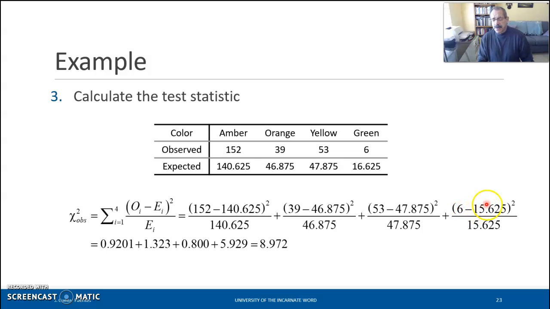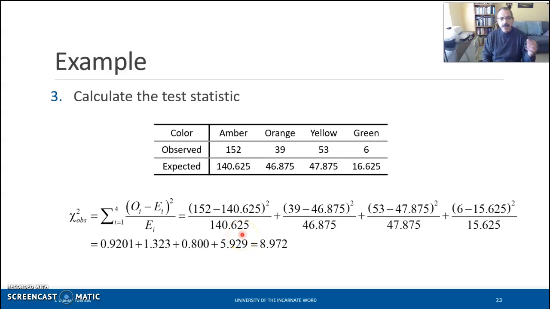Observed value minus expected value squared divided by the expected value. If you carry out each of these calculations, you find these values right here, and then you sum them, and then you end up with the chi-square test statistic. Now notice that each of these values is called the individual chi-square contribution to the large chi-square, the test statistic. So here you can see that this chi-square component, 5.929, is much larger than the other components.